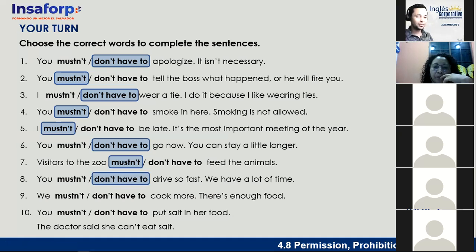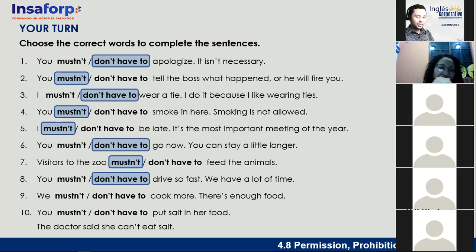We mustn't cook more. There's enough food. But there is enough food, so... What does it say, teacher? Number 9, is it we mustn't or we don't have to? We mustn't cook more. There is no food. Uh-huh. Is it a mustn't? Mustn't. Probably not. It's a bit different.